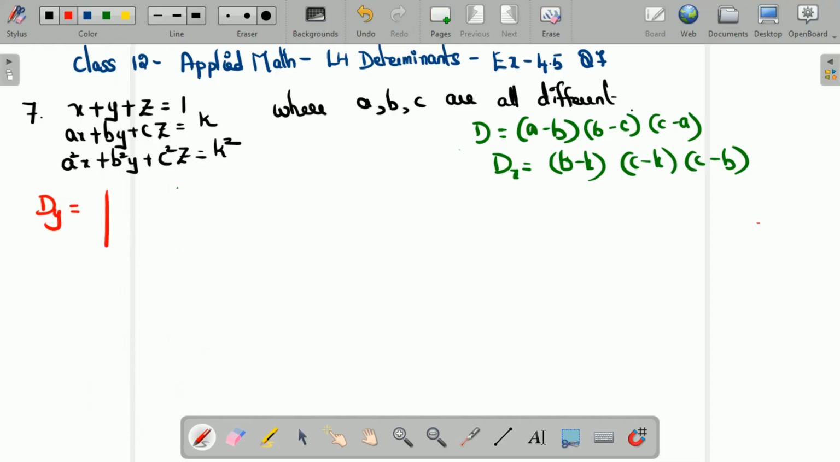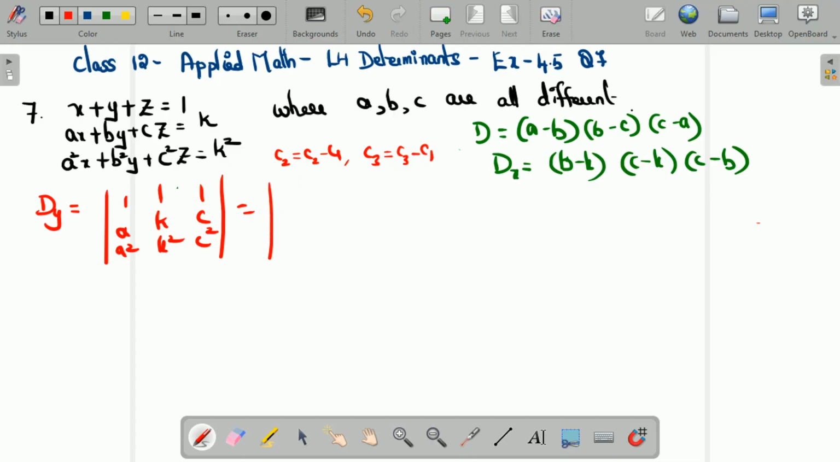dy, the first column will be 1, a squared, the second will be 1, k squared, and the third will be 1, c squared. The same transformation, c2 equals c2 minus c1, and c3 equals c3 minus c1. So the first column is 1, a squared, the second column is 0, k minus a, k squared minus a squared, and the last column is 0, c minus a, c squared minus a squared.